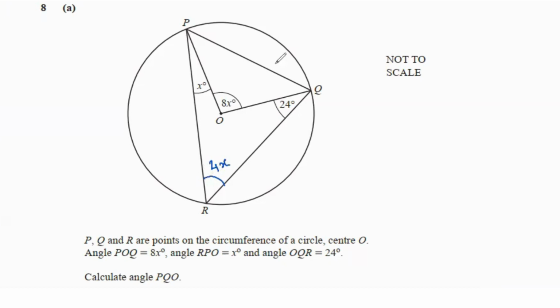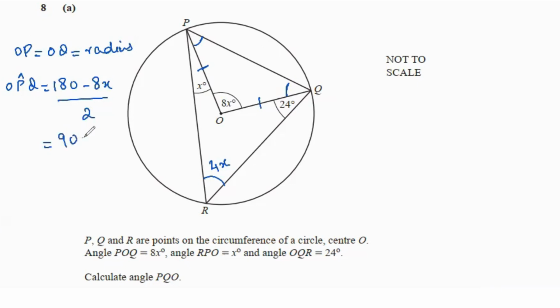Next, what we know is that OP and OQ are equal, because they're the radius. So that's going to be the same, which means this angle is going to equal this angle. And if we try to find this angle, angle OPQ is going to be 180 minus 8x divided by 2, which is 90 minus 4x. So this angle is 90 minus 4x, and this is also 90 minus 4x.